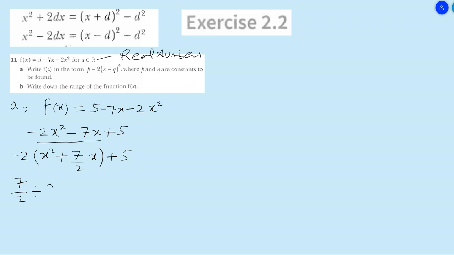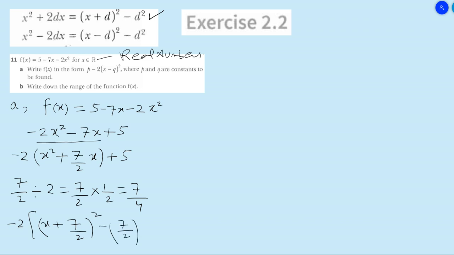Now focus on the coefficient of x, that is 7 upon 2. Always divide the coefficient of x by 2. It will be 7 upon 2 multiplied by 1 upon 2. Apply result number 1, you can see on top of the screen. Minus 2 into (x plus 7 upon 2) whole squared minus (7 upon 2) squared, bracket close, and this plus 5 remains plus 5.